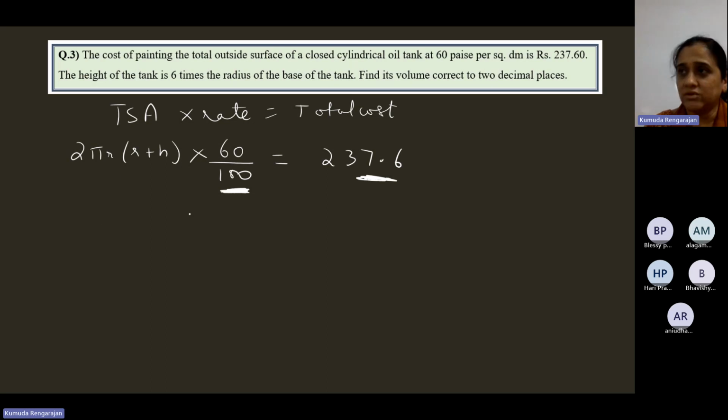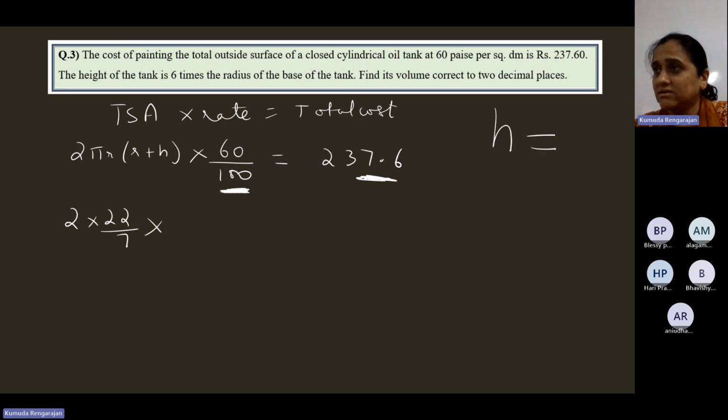Okay, now continuing with this. So 2 into 22/7 into radius and height. What is given? The height of the tank is 6 times the radius. Just write the same thing as an equation here. Height is 6 times radius. Whatever you read, write it in a shorter form, using symbols, so you understand better. I'm just reading from there.